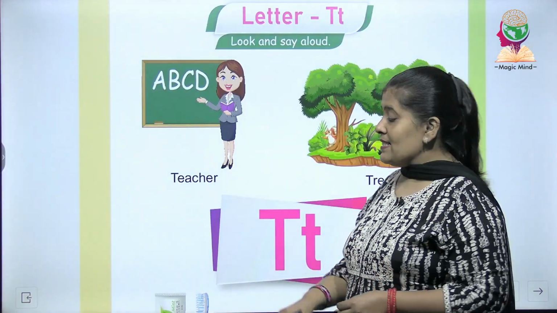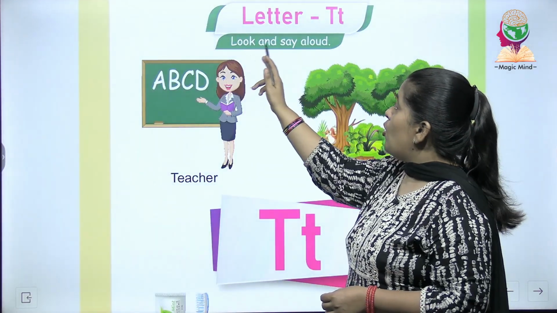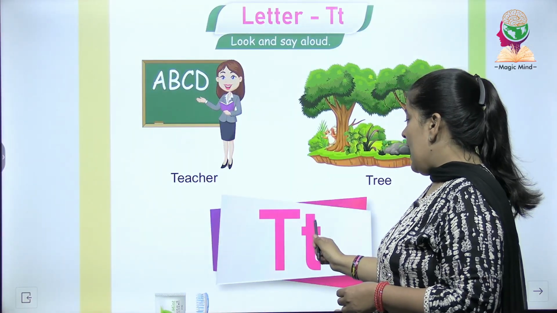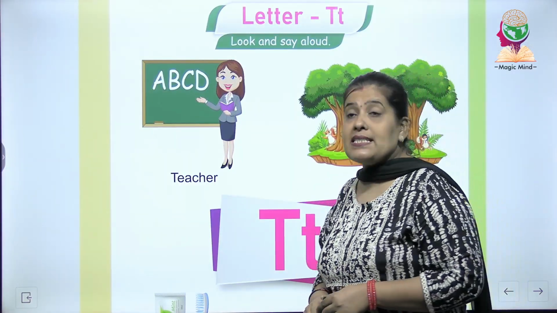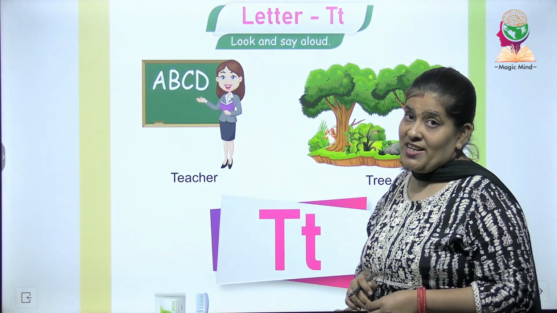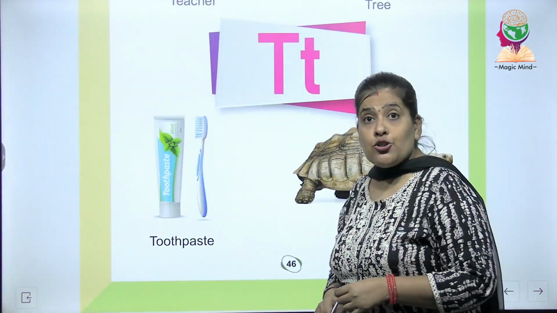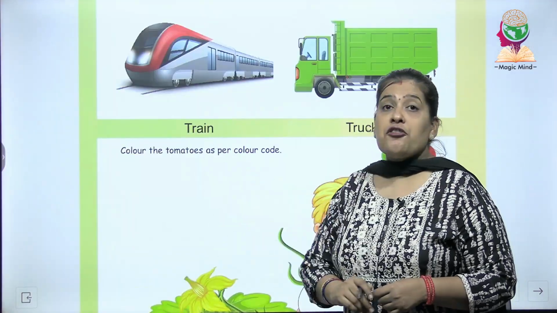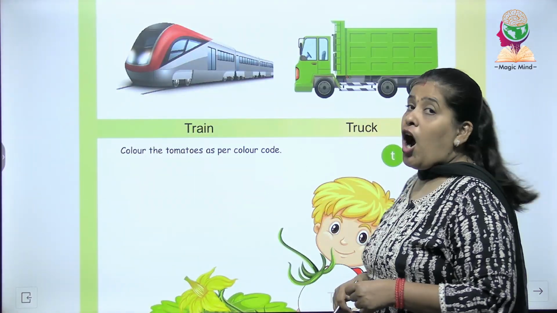Now the next letter is letter T. Look and say aloud. This is capital T and this is small letter t. T for teacher, T for tree, T for toothpaste, T for turtle, T for train and T for truck.